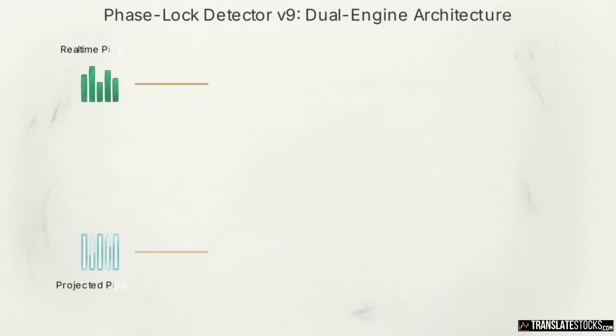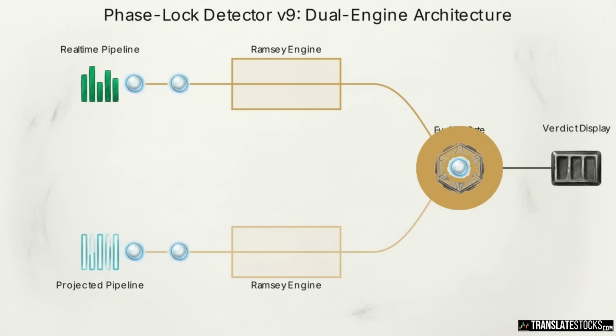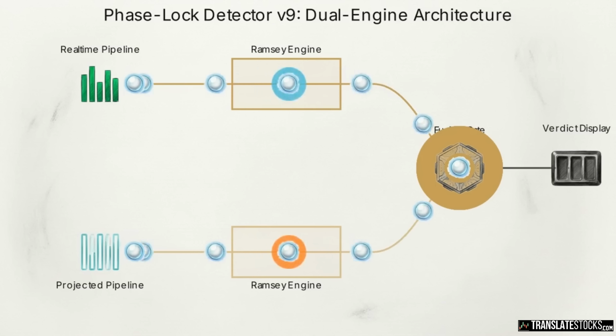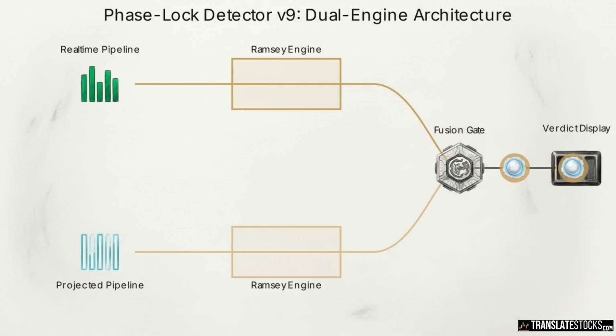This architecture maps the version 9 design, the independent dual-engine architecture. We separate the data into real-time and projected pipelines that eventually converge at a single fusion gate. The real-time pipeline processes actual market behavior of the immediate past. The projected pipeline ingests AI-generated future bar estimates. Both pipelines execute the exact same Ramsey tests, independent of one another.